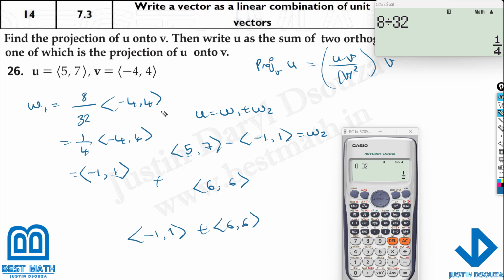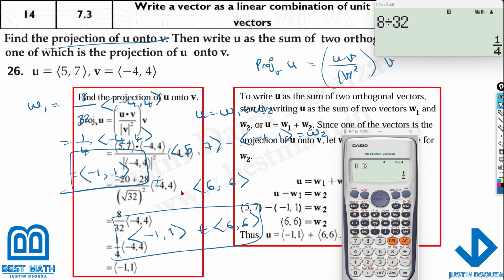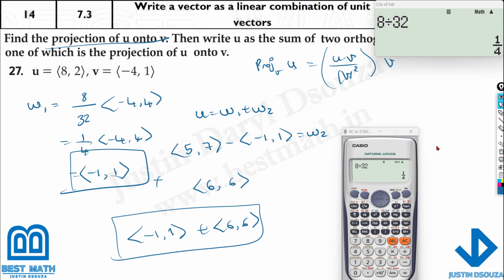So in your exam, if they just ask for the projection of U onto V, this is the final answer. If they ask to write it as a sum of two orthogonal vectors, then this is the answer. So be careful. Look into the options and then solve for the correct answer. Here, see, this is the answer. Then we have to write it as the sum. So it's 6 and 6.